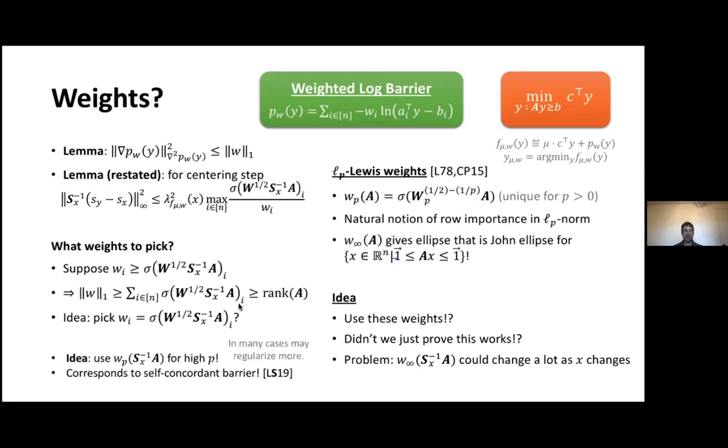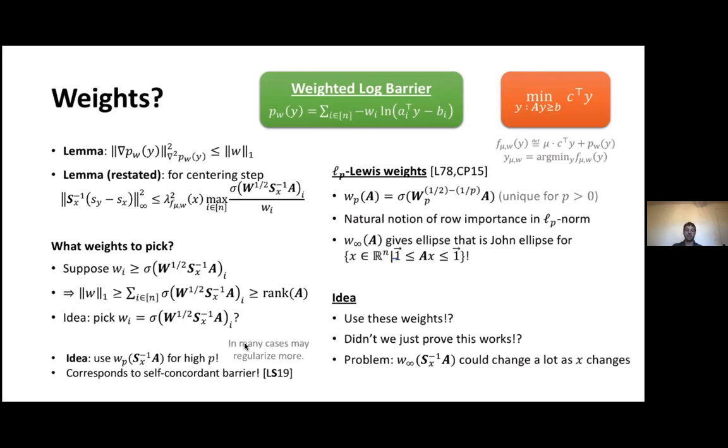But there's a natural idea. W infinity seems like maybe very degenerate. We're taking the limit of these going to infinity. Maybe what we could do instead is pick a softer, more regularized notion. Maybe we'll just pick the weights to be the LP Lewis weights just for a large value of p, like log n, but not going to infinity.